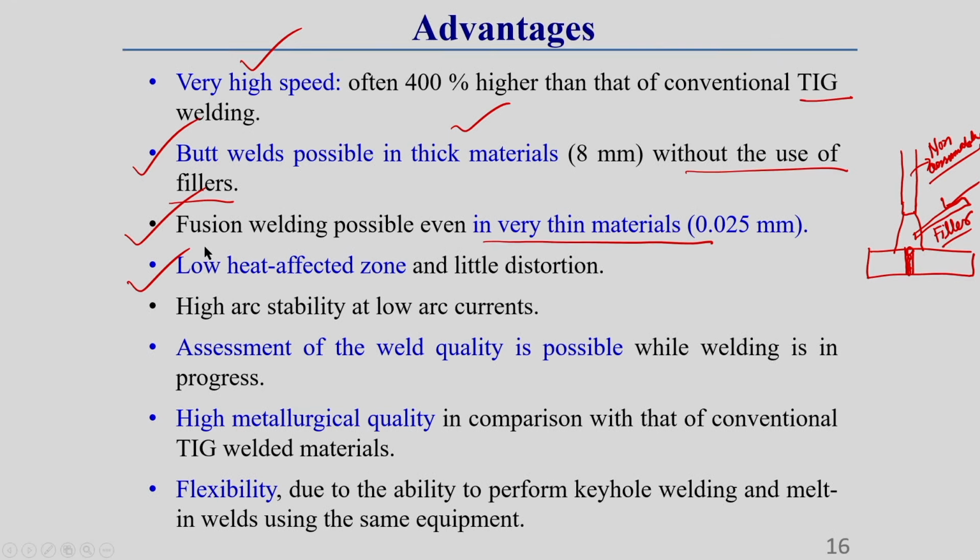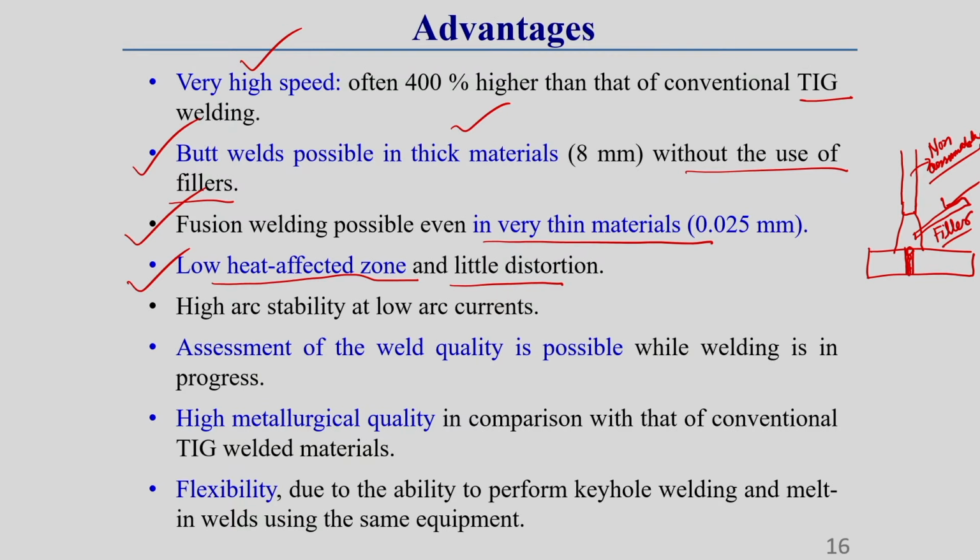As the arc is constricted here, there is comparatively less heat affected zone. Due to keyhole mode, the through thickness heating is more or less uniform, and due to this uniform heating there is less thermal distortion. You should keep these things in mind. So, in this welding process we can get a very low heat affected zone, which is a very advantageous requirement in welding, and little distortion, which is also very advantageous.